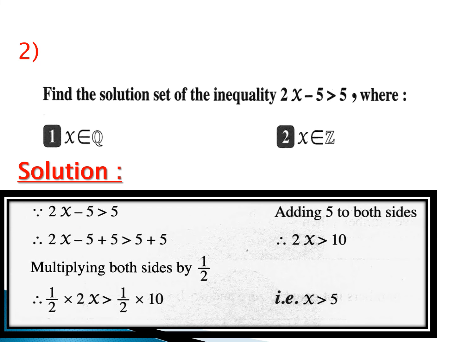Solution: 2x minus 5 is greater than 5. By adding 5 to both sides, we have 2x minus 5 plus 5 greater than 5 plus 5, which gives 2x greater than 10. By multiplying both sides by one half, to get rid of the numerical factor of x, it will be x greater than 10 over 2, which is x greater than 5.